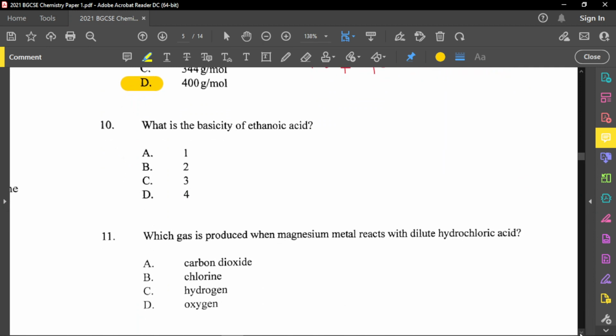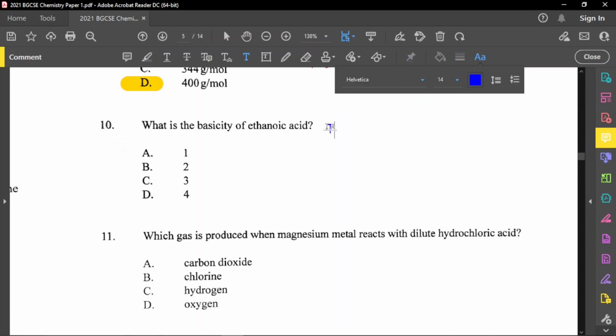All right, we are 1/5 to the end. It said, what is the basicity of ethanoic acid? So let me just quickly explain this. When I talk about the basicity of an acid, or a substance, it is telling you the number of hydrogen atoms in that acid that can be replaced by a base. Let me just write that down, so we understand exactly what that means. When we talk about basicity, we're talking about the number of hydrogen ions.